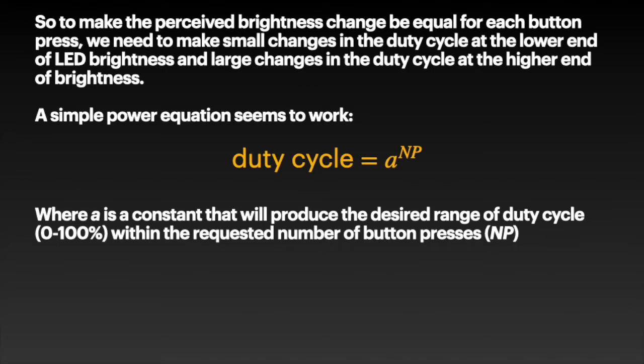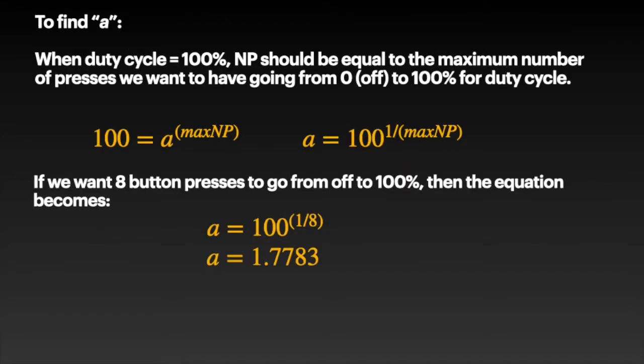And we'll want to pick an A so that we can divide up the duty cycle range with a certain number of button presses. And in my program, I ask the user to input how many presses they'd like to have going from off to fully on. So with that, we need to figure out what kind of A to use in the equation once we know how many presses the user would like.